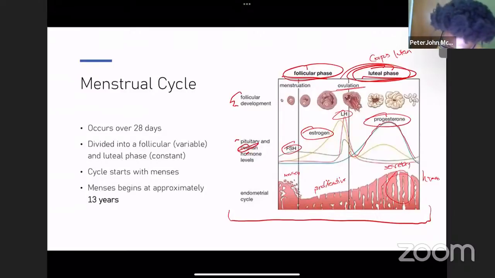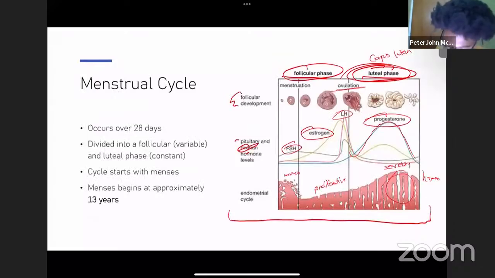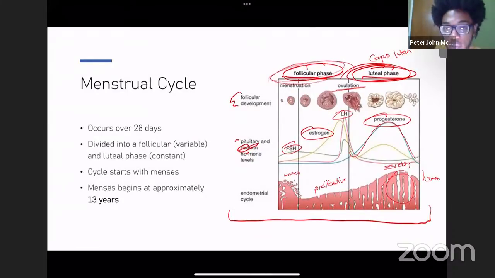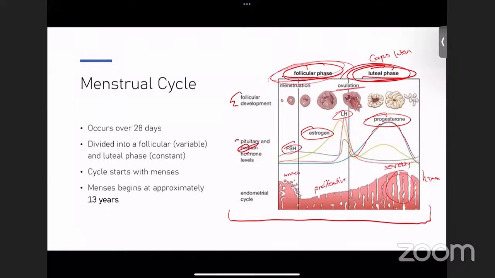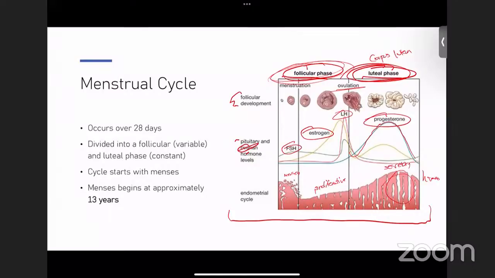So let's deal with the pituitary hormones now. The first hormone that you have is FSH. What does FSH mean? Follicle stimulating hormone. And when is that hormone high, during which phase? The follicular phase, because that's the hormone that the follicles need to grow. So that's why it's high during the follicular phase.